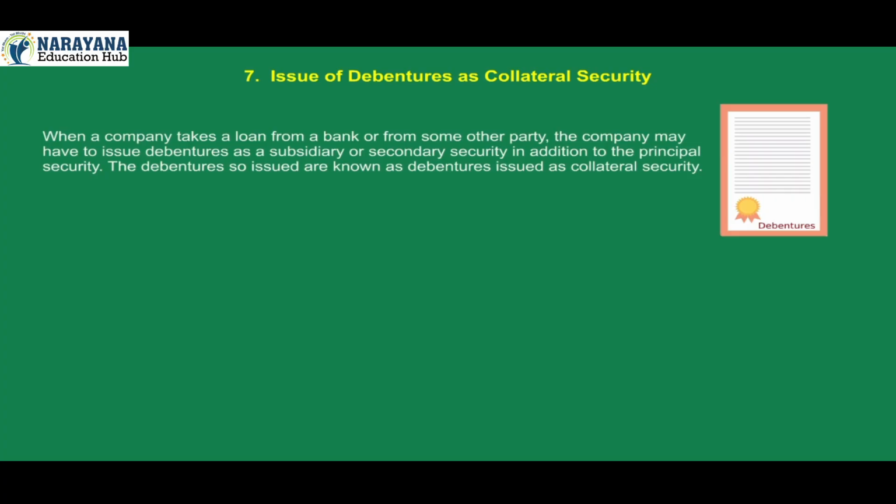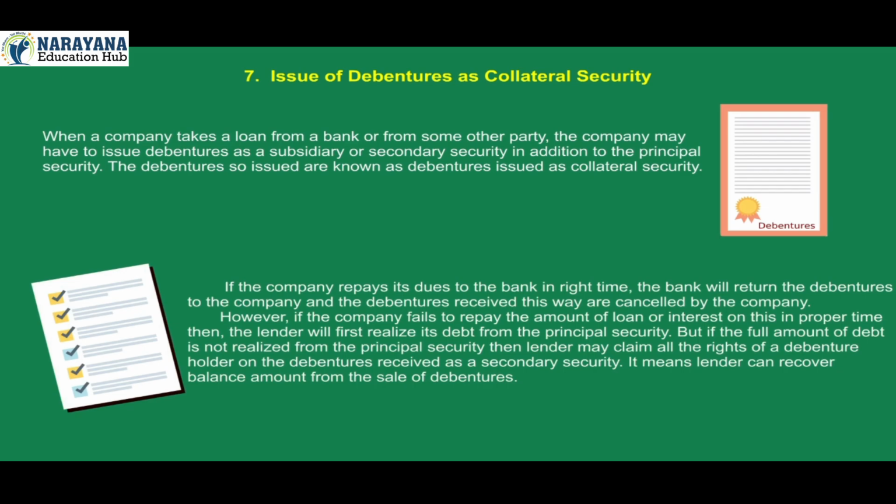7. Issue of debentures as collateral security. When a company takes a loan from a bank or from some other party, the company may have to issue debentures as a subsidiary or secondary security in addition to the principal security. The debentures so issued are known as debentures issued as collateral security. If the company repays its dues to the bank in right time, the bank will return the debentures to the company and the debentures received this way are cancelled by the company.